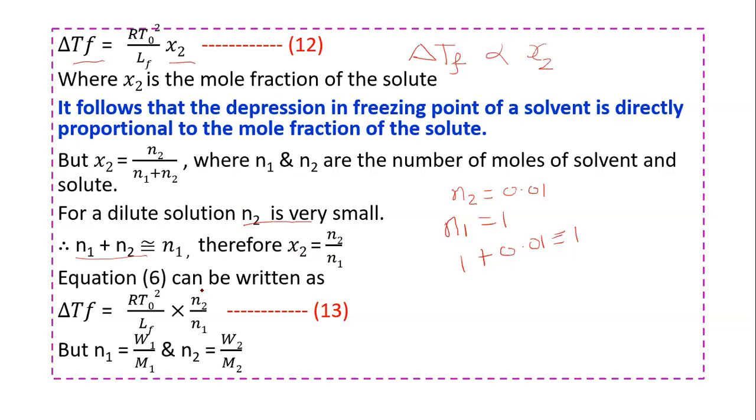So equation 12 can be written as delta Tf is equal to RT0 square upon LF into n2 upon n1. Now we know that n1 is the number of moles of the solvent and n2 is the number of moles of the solute. But how can we calculate the number of moles? Number of moles is equal to weight divided by molecular weight. So in this equation, N1 is equal to W1 upon M1 and N2 is equal to W2 upon M2. So we can put these N1 and N2 values in equation 13.